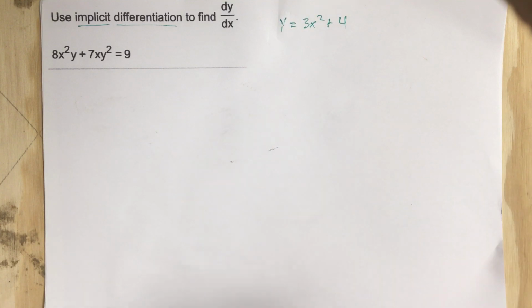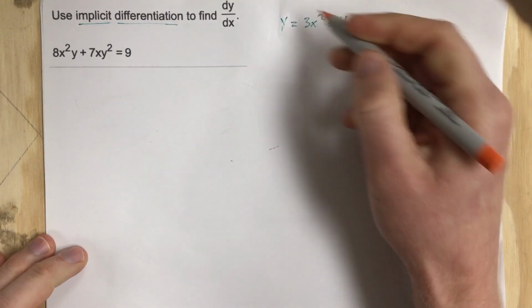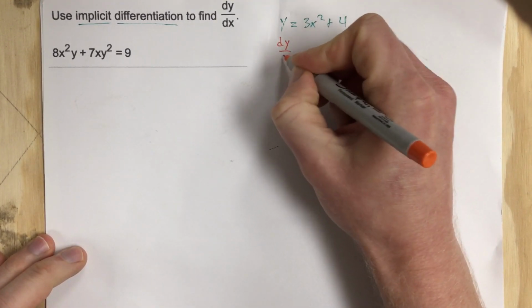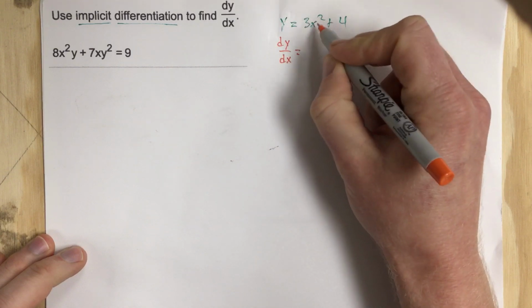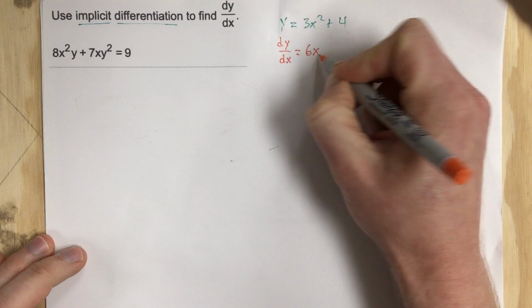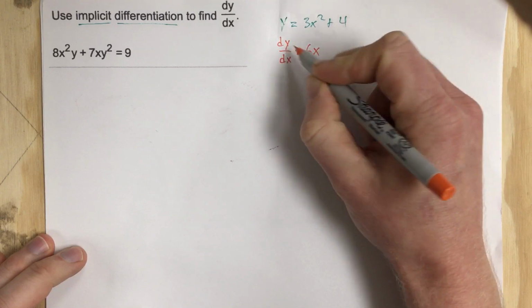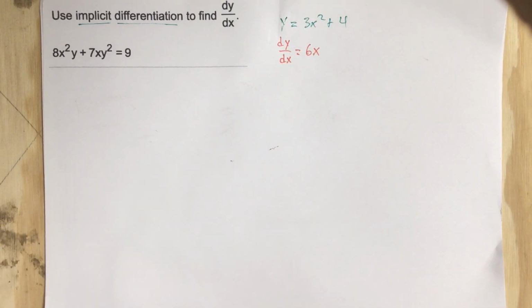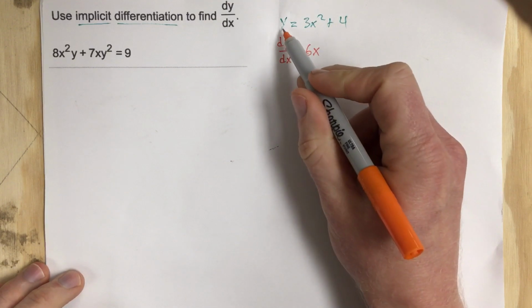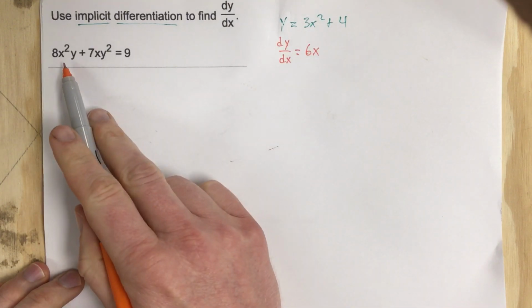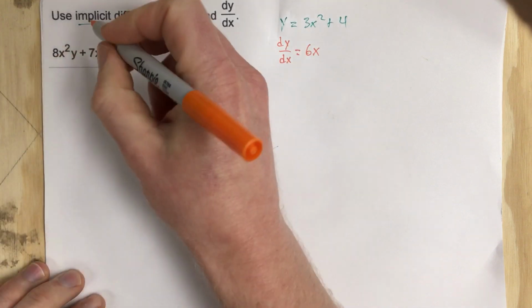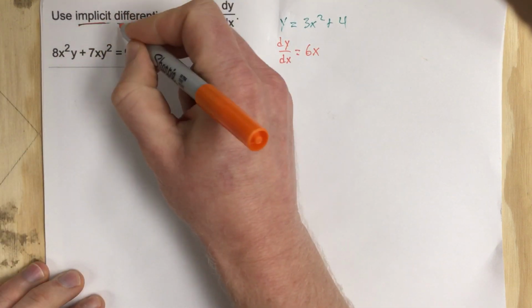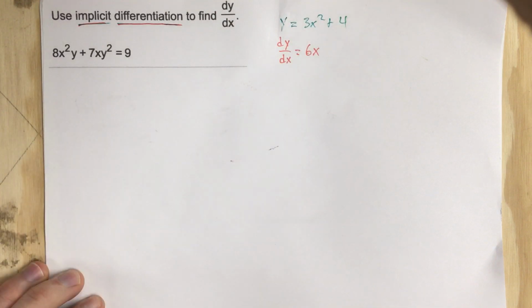We normally would say for y equals 3x squared plus 4, dy over dx equals, and we take the derivative of this and we get 6x, and the derivative of 4 would be 0, so we'd end up with our derivative straight away. But that's because the equation was written as y as a function of x. And when it's not written that way, we have to do this special type of differentiation called implicit differentiation. So here's how we do it.